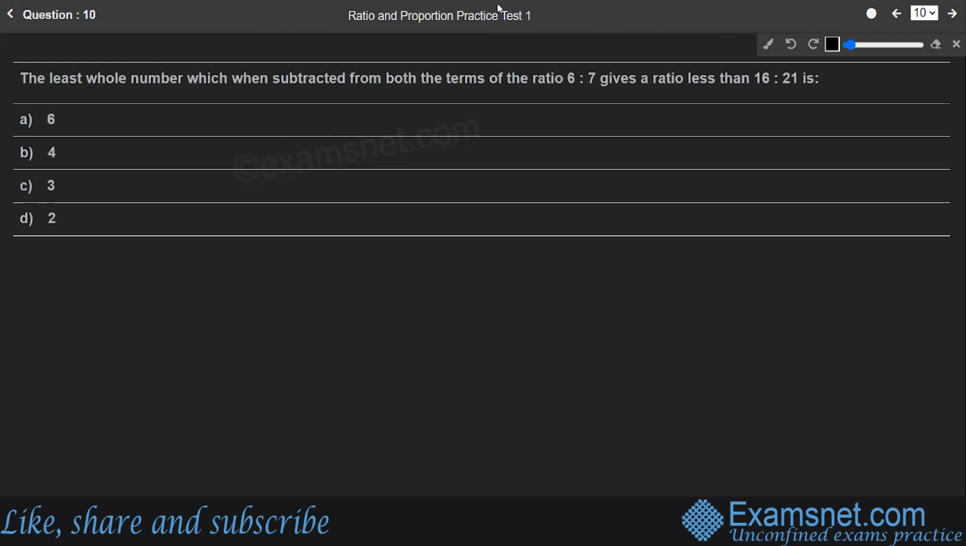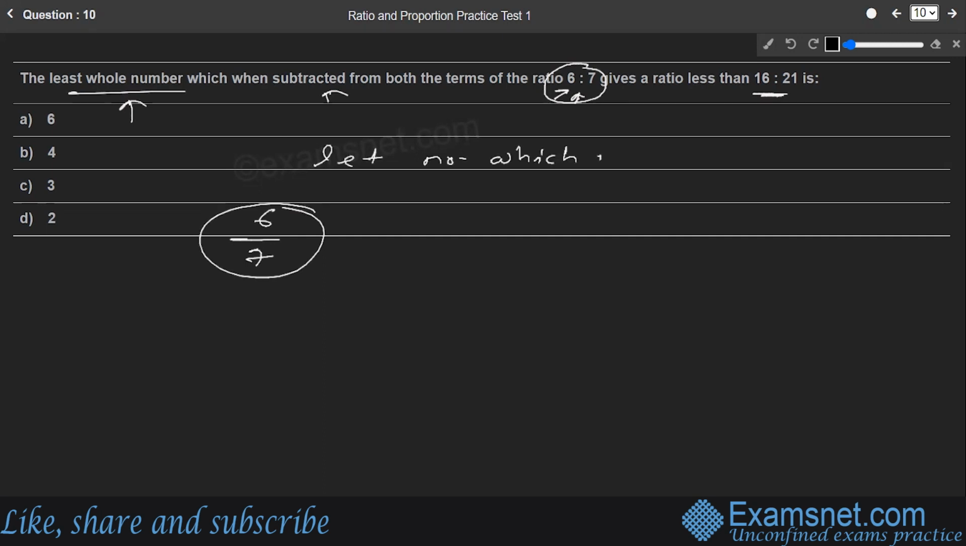Okay, so the question says the least whole number which when subtracted from both the terms of 6 is to 7 gives the ratio less than 16 is to 21. First of all, we'll focus on the ratio term. The ratio term is 6 is to 7, so we will assume that the ratio is 6 by 7. Then the first line says the least whole number which when subtracted. Let us assume that the number which is to be subtracted from both the terms should be x.